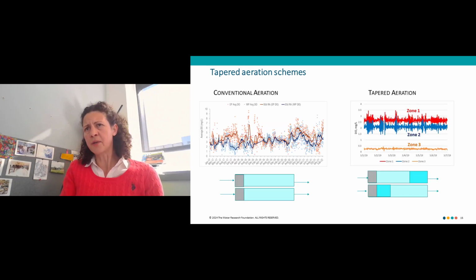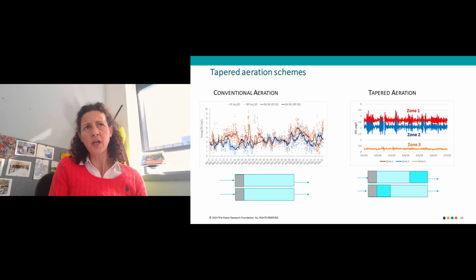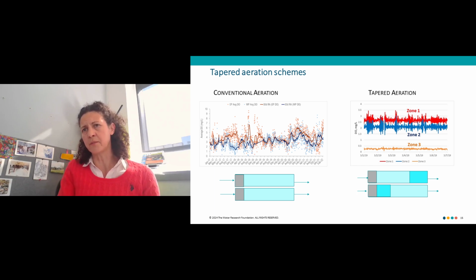So I want to show you a couple of slides that group how different configurations that utilities can employ to transition or work into low DO operation. On the left side, you see conventional aeration. The light blue zone will always indicate operation at higher DO concentrations, let's call it higher than 1 or 1.5 milligrams per liter. And on the right side, I show a tapered aeration. Many of you will be familiar with that.